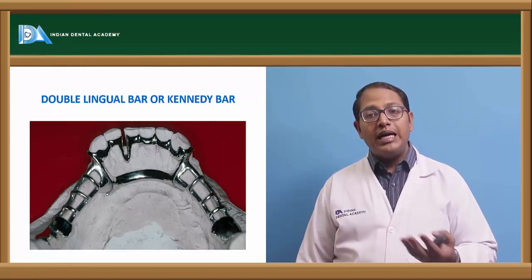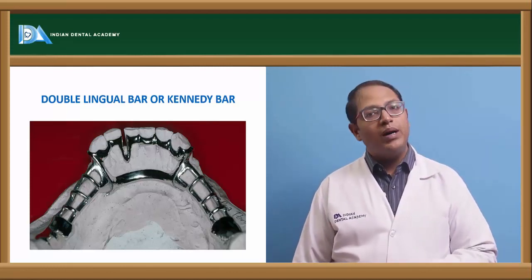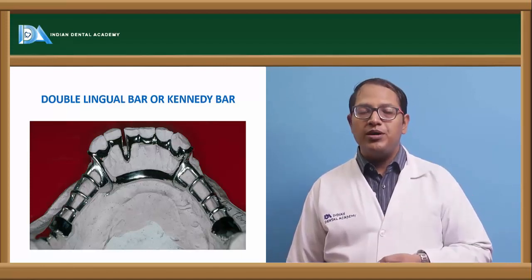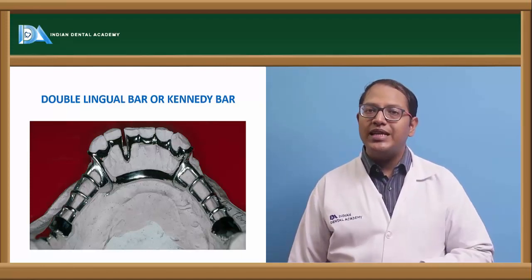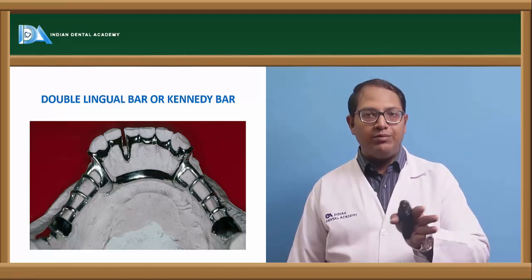Now, the problem we have to keep in mind for the lingual plate as well as the double lingual bar is interference with occlusion, because we are closing the interproximal gap which is there in those cases with this kind of minor connector in that particular area.